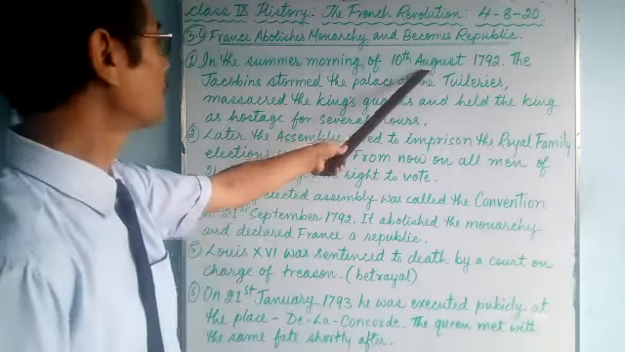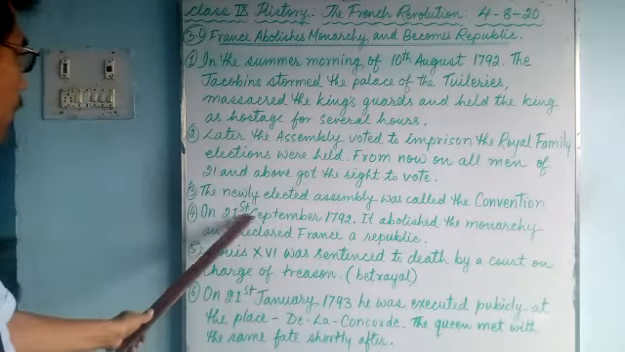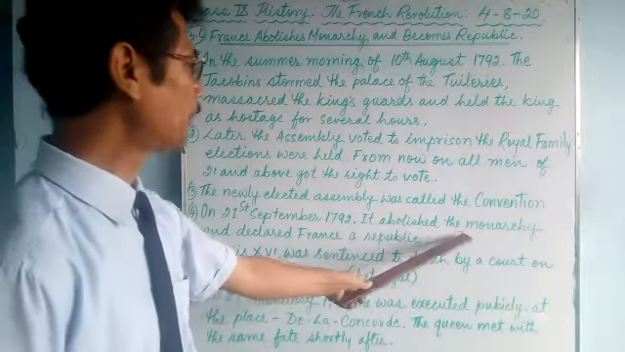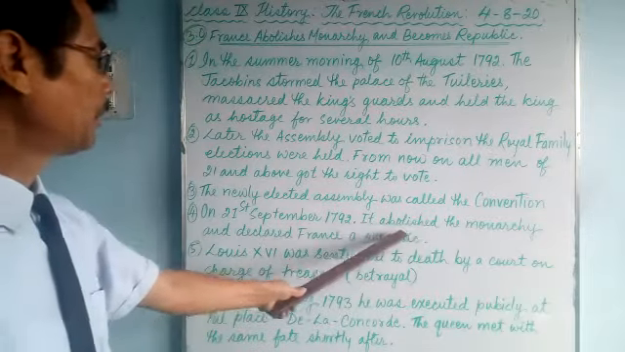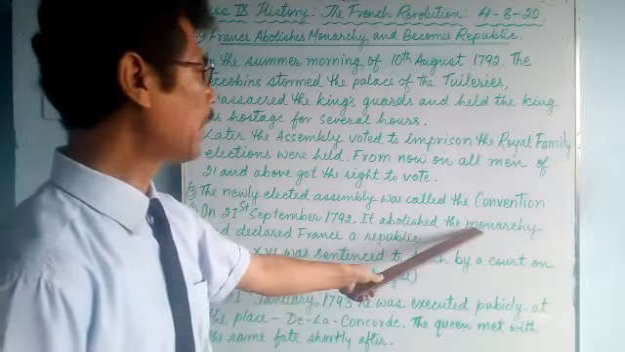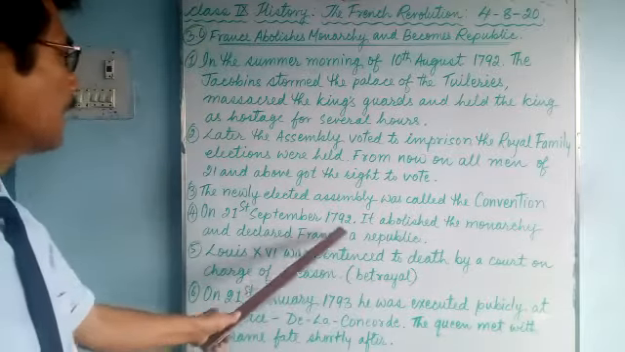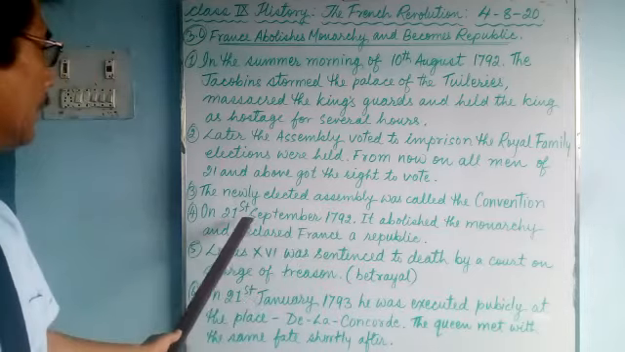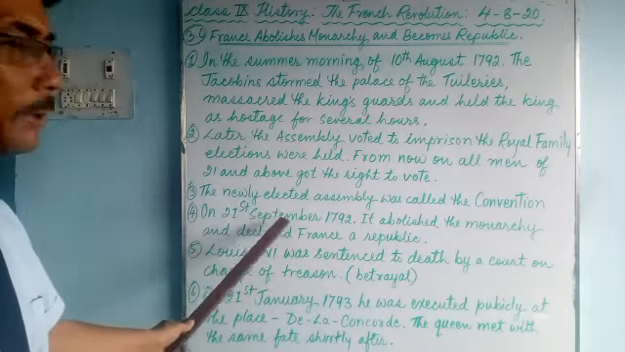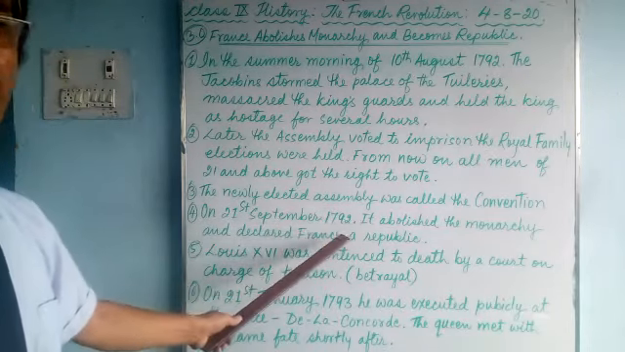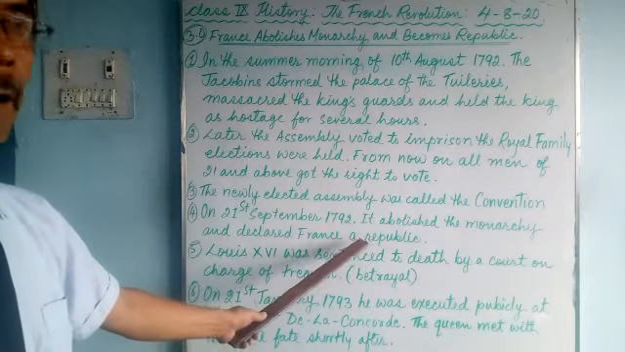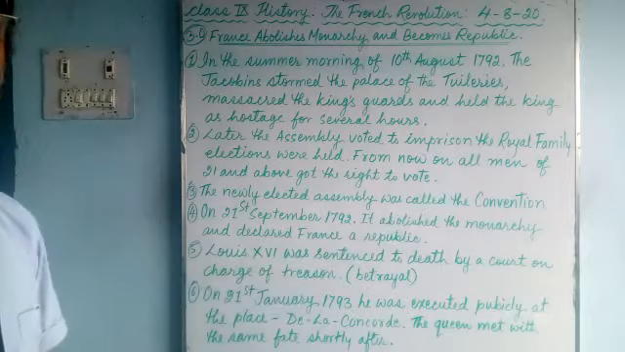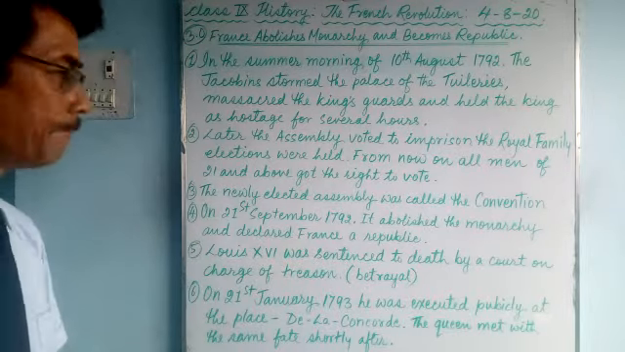And after that, on 21st September 1792, it abolished monarchy. Remember this. It removed monarchy and declared France a republic. So remember this point. On 21st September 1792, France was declared a republic. No more monarchy. The king was imprisoned. Now he is waiting for the trial.